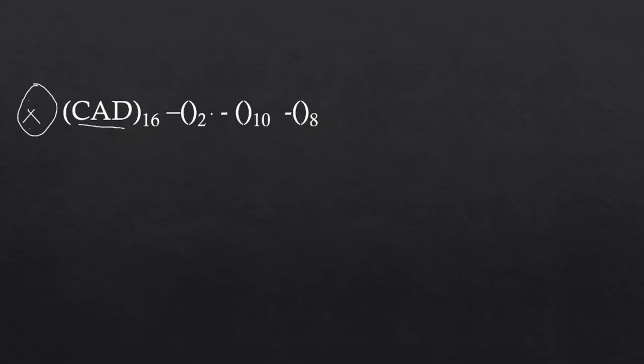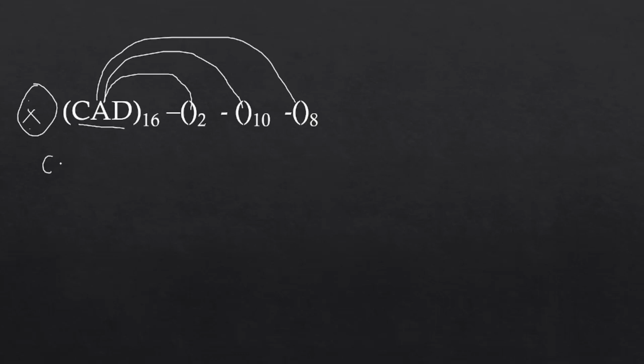You have to convert to binary, convert to decimal, convert to octal. So from here, hexadecimal: first you have to convert to binary. After that, hexadecimal to decimal. After that, hexadecimal to octal. Now let's see. So CAD is a hexadecimal. How can you convert it to binary?